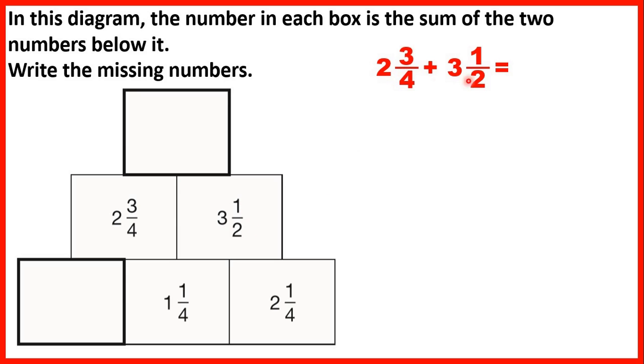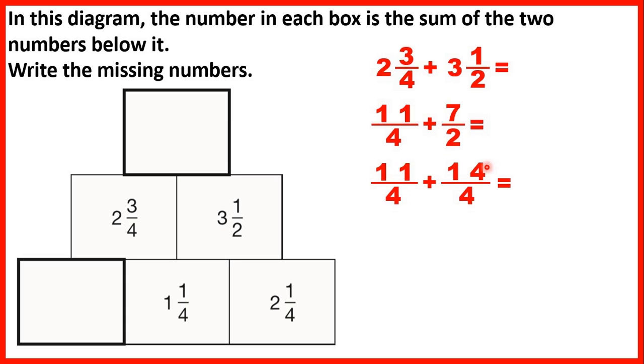We can add mixed numbers by first changing them to improper fractions. 2 times 4 is 8, plus 3 is 11, and the denominator stays the same. 3 times 2 is 6, plus 1 is 7, and the denominator stays the same. But to add fractions, we need a common denominator. So rather than 11/4 plus 7/2, we can work out 11/4 plus 14/4, because that's equivalent to 7/2. 2 times 2 is 4, 7 times 2 is 14.